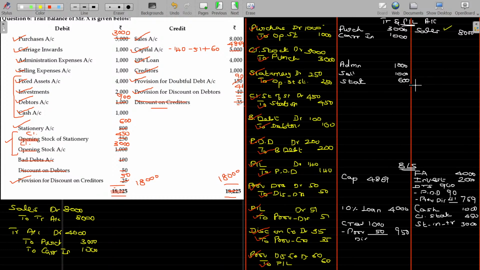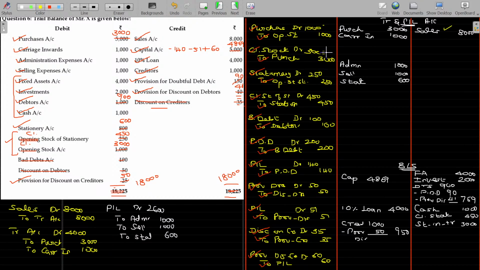Then the entry for admin and selling and distribution. P&L account debit to admin, to selling, to stationery. The value being 1,000, 1,600, 2,600.